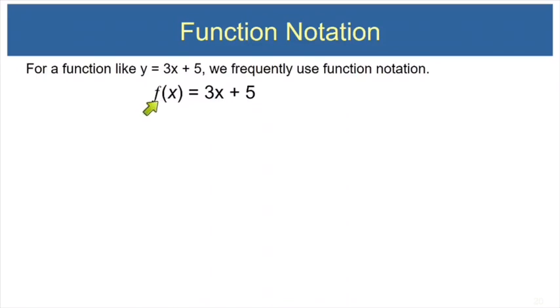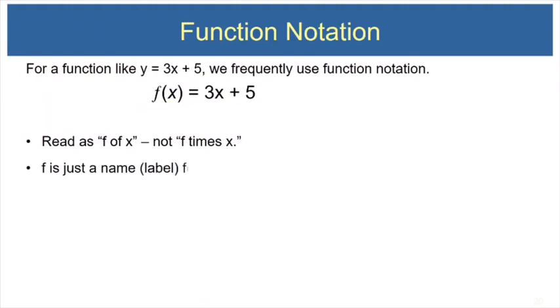But here, this f is not a variable. So this is not representing multiplication. This f is a label. Think of it like a name tag. And so when we read this, we say f of x. We never say f times x. Again, this does not represent multiplication. So when you read this, you say f of x. And the f, again, is just a name or a label for the function.